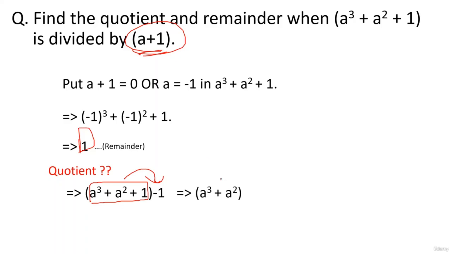Let's observe this. I get a cube plus a square. Between these two, you can take an a square common. This is nothing but your quotient, right? A plus 1 is a divisor. Very clearly, so you've got the quotient as a square. Let's solve a couple more questions based on this, guys.